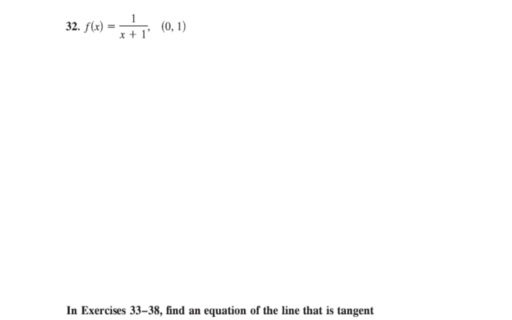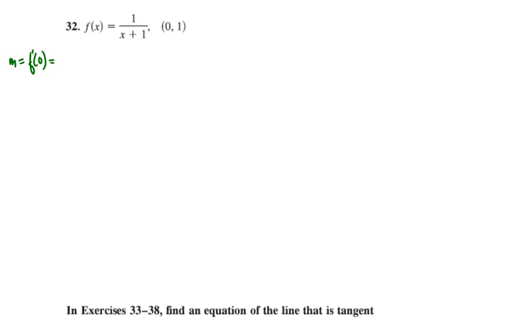In problem number 32, we're looking for the equation of a tangent line to a rational function. That's a fractional algebraic expression. The function we're working with is 1 over x plus 1, and the point at which we want to find the equation of the tangent line is (0, 1). First thing we need is a slope. And that slope is the derivative of the function when x is equal to 0.